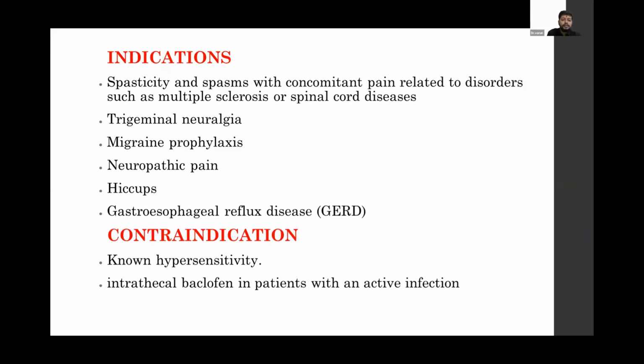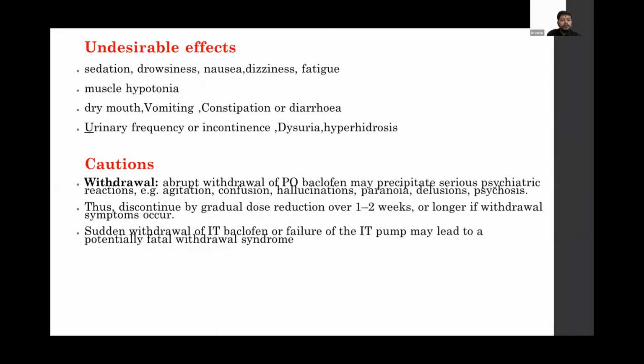Indications of the baclofen are spasticity and spasm with concomitant pain related to the disorder, trigeminal neuralgia, migraine prophylaxis, neuropathic pain, hiccups, and GERD. And contraindication is known hypersensitivity, and intrathecal baclofen is contraindicated in the patient with active infection. Undesirable effects are sedation, drowsiness, nausea, dizziness, fatigue, muscle hypotonia, dry mouth, vomiting, constipation, and diarrhea, and urinary frequency or incontinence, dysuria, and hyperhidrosis.